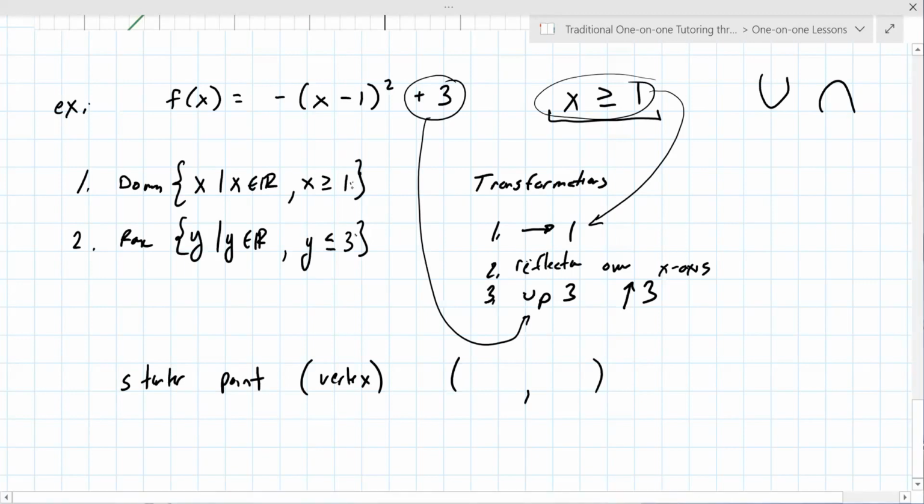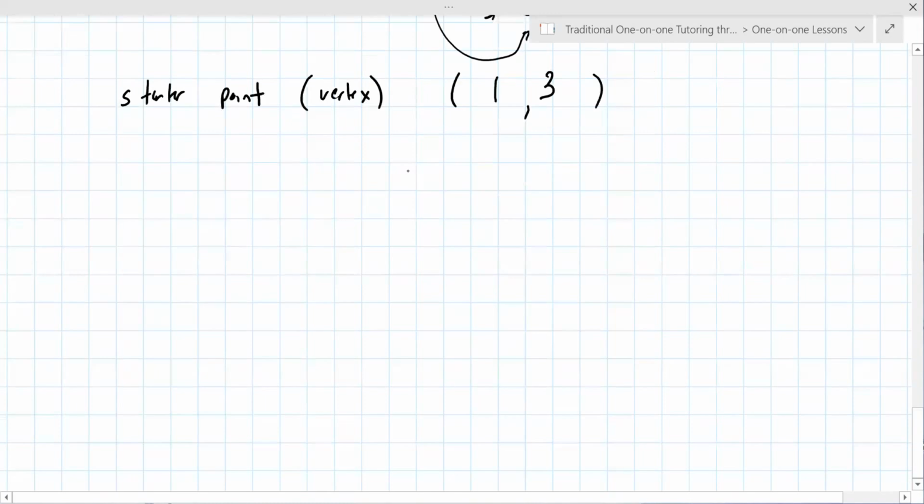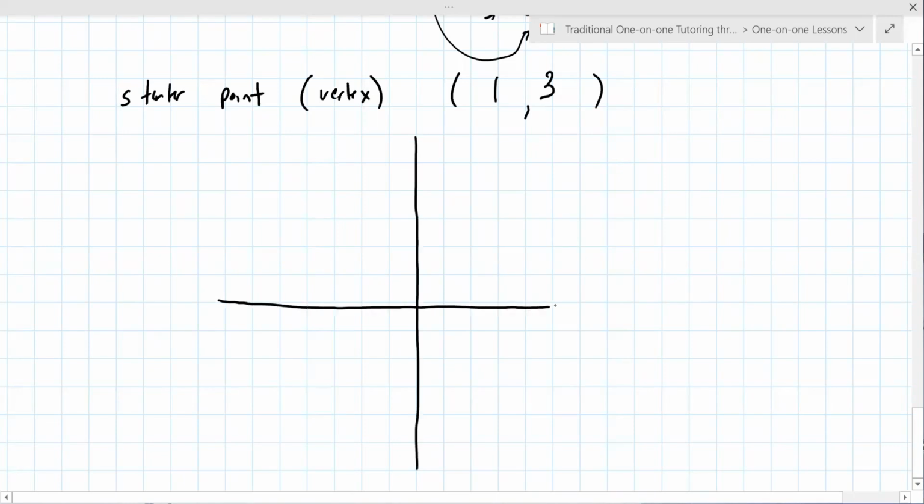It's related to the domain and range. Oh, okay. 1 and 1 and then 3. Perfect. Okay. So let's make a really rough sketch here. Hopefully you get nice grids tomorrow to do this. So here's your starter point.